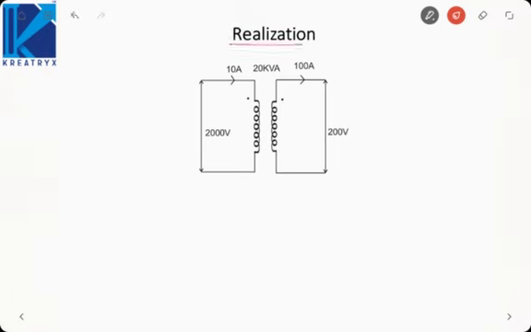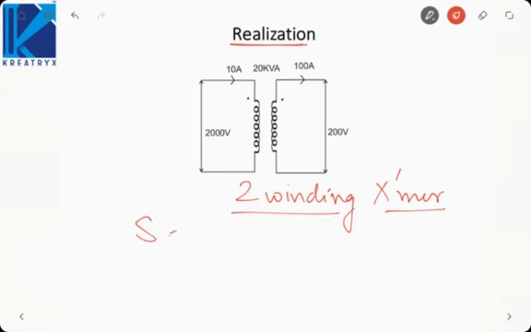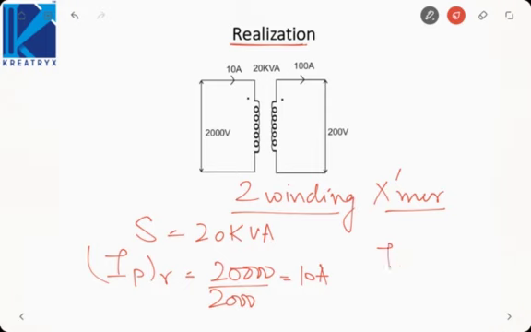Now let us see how we can realize an auto transformer. What I have been given here is a two winding transformer, and we need to construct an auto transformer using this transformer. Here the power rating is 20 kVA. So the rated current on the primary would be 20,000 by 2000, that is 10 ampere. Similarly, the rated current on the secondary is 20,000 by 200, which is 100 ampere.